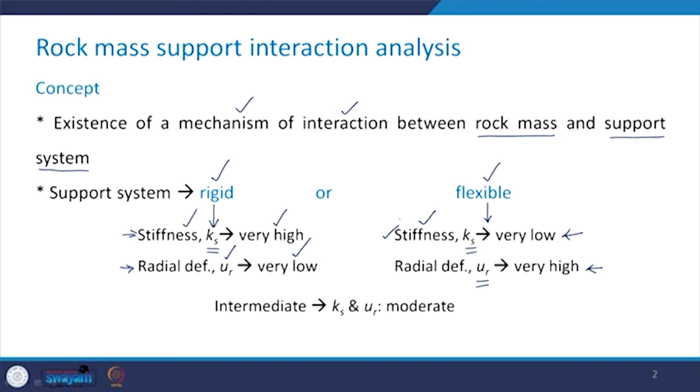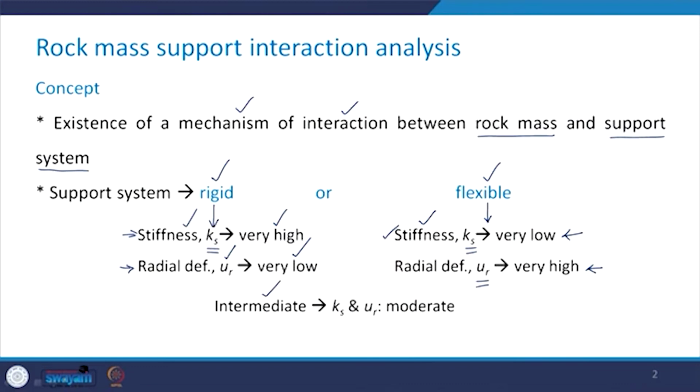Somewhere in between these two extreme cases, we will have an intermediate condition for which the stiffness of the support system Ks and the radial deformation are neither too low nor too high, but somewhat moderate.